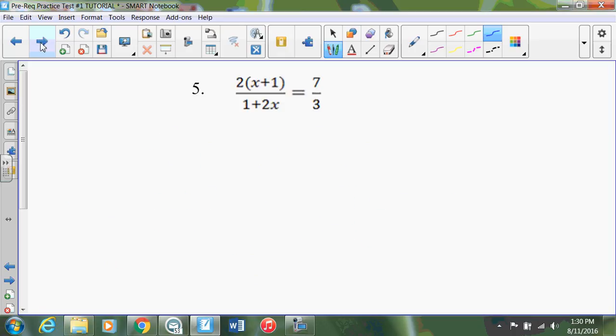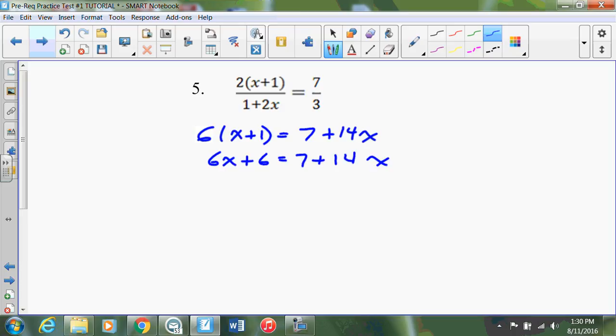Our next one, we'll want to cross multiply. I know in class some people were asking, well, should I distribute the 2 first and then multiply, or go ahead and multiply the 3 times 2 is 6. So you can do it either way. You'll get the same answer. I'm going to go ahead and multiply. When I cross multiply, I'll do the 2 times 3 is 6, and then I'll distribute the 7. So then we'll have the 6x plus 6 equals 7 plus 14x.